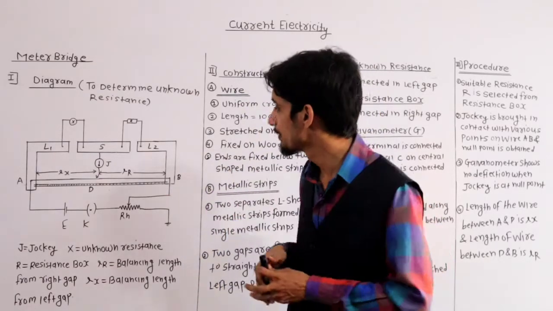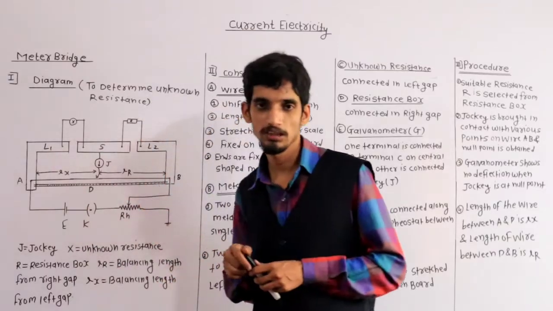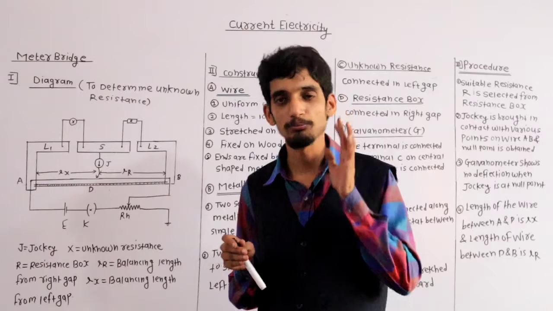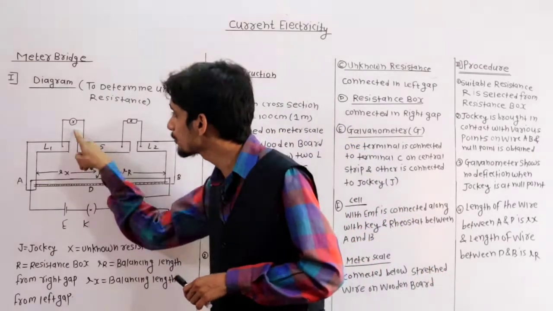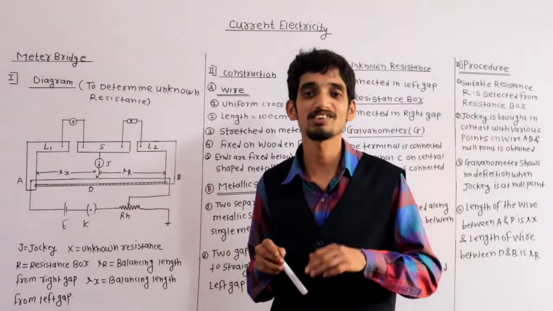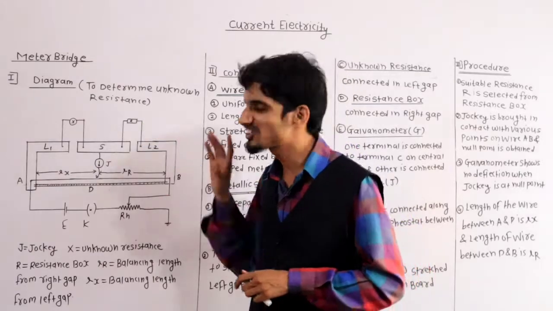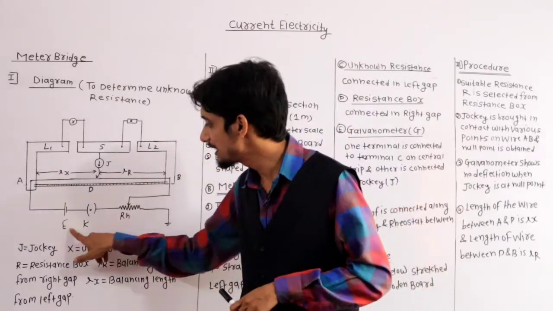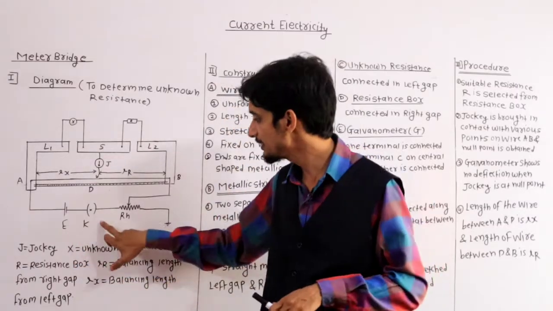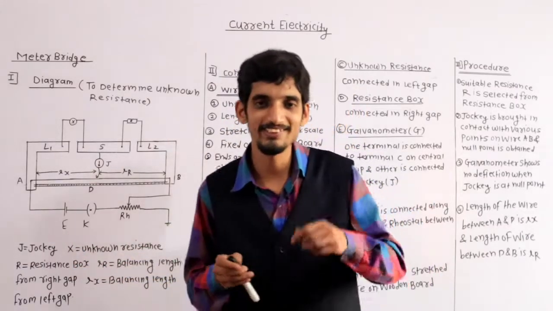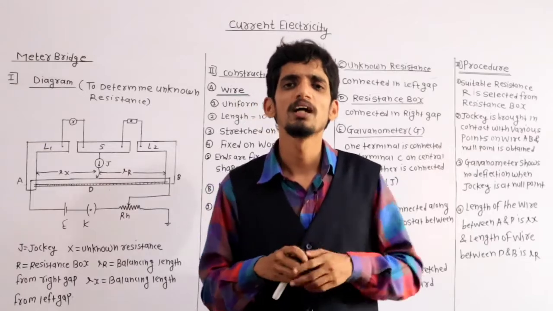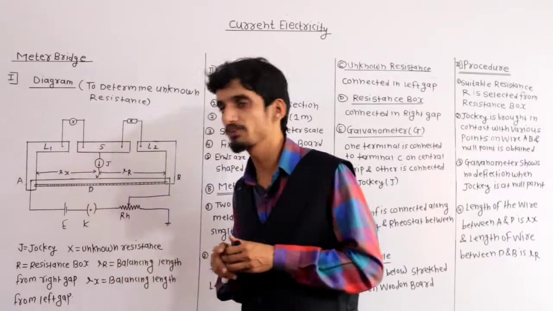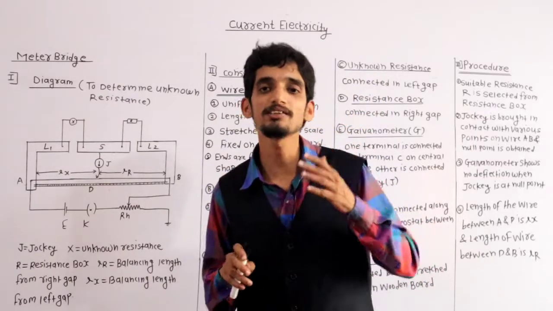apparatus do we require? We require a wooden board, then a wire of uniform cross section, and its length is 1 meter, then unknown resistance X, whose resistance is to be determined, a resistance box so that we can vary the resistance, a cell of particular EMF, a key, and a rheostat to adjust the current in the circuit. So this is the apparatus that we require in this experiment.